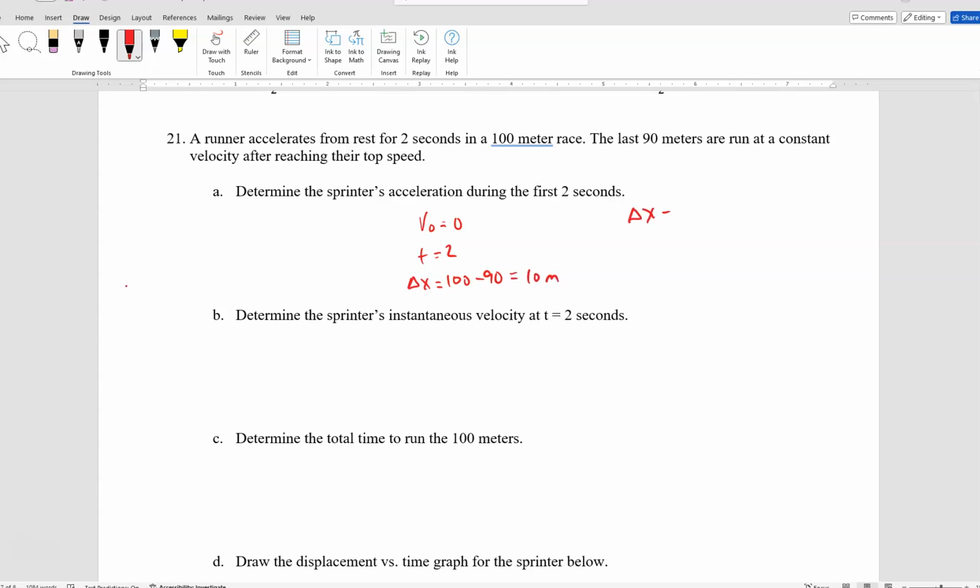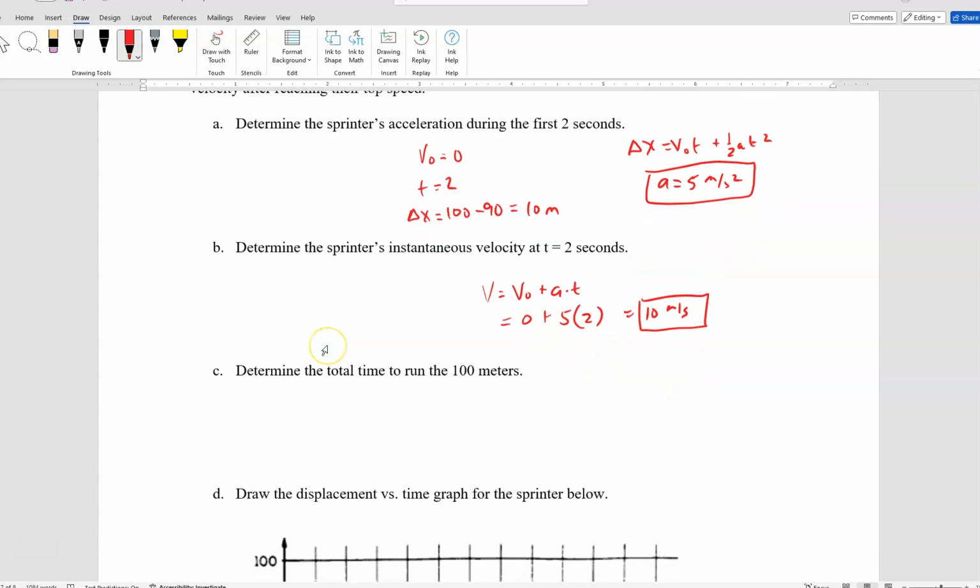And then I would just use delta x equals v naught t plus 1/2 a t squared. To save some time, you should go through it and you would find that the acceleration is 5 meters per second squared. Their instantaneous velocity at t equals 2 seconds is basically their top speed. So their velocity equals initial plus a times t. Their initial velocity is 0, their acceleration is 5, their time is 2. So they get an instantaneous and max speed of 10 meters per second.